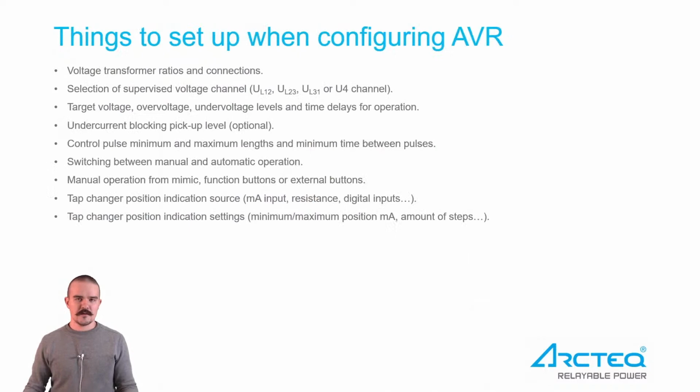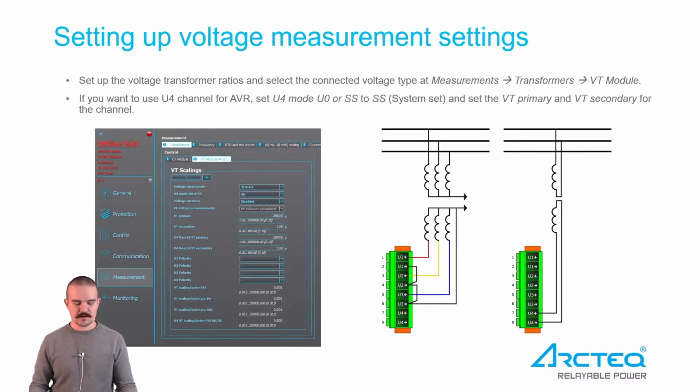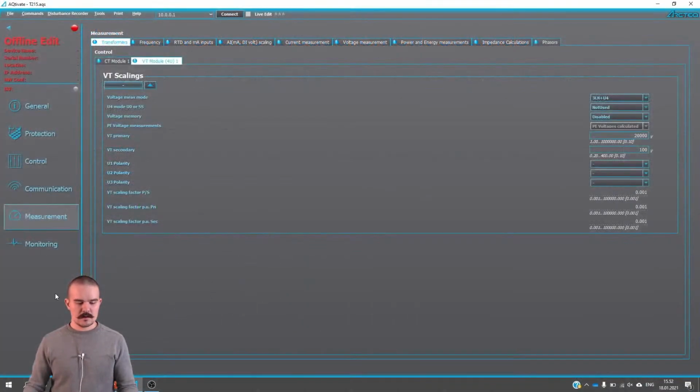There are quite a few things that you need to set up when configuring automatic voltage regulator. We are going to go through these one by one, starting from voltage measurement settings. We go to measurements, transformers, and VT module. So this is the voltage measurement settings for the voltage transformer.